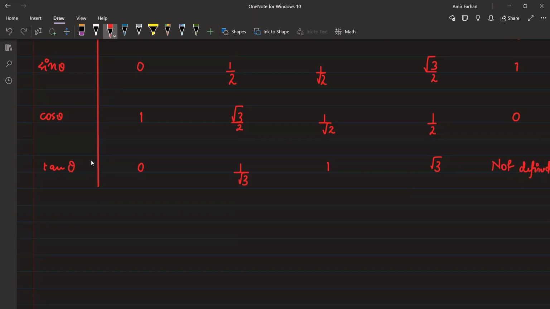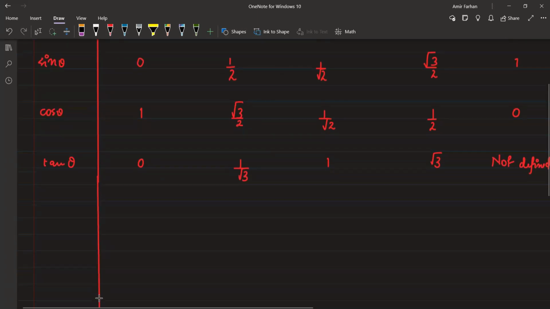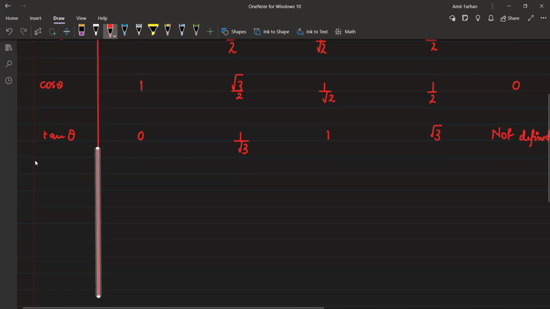Not defined. So if you have these three ratios, you can find the other three ratios with the help of these three ratios by just reversing them. Clear? Let's take cot theta. Cot theta is the reciprocal of tan theta. How many of you remember these things?